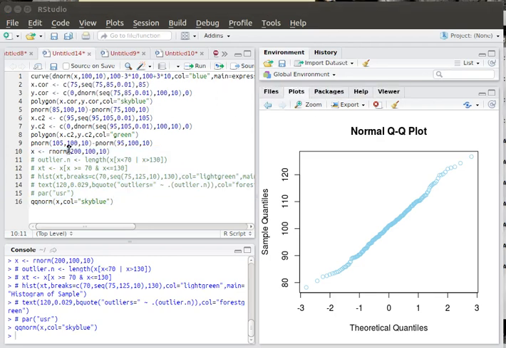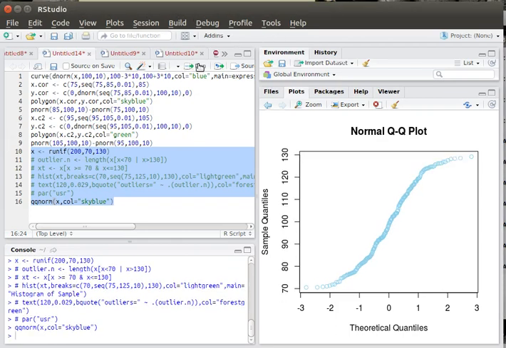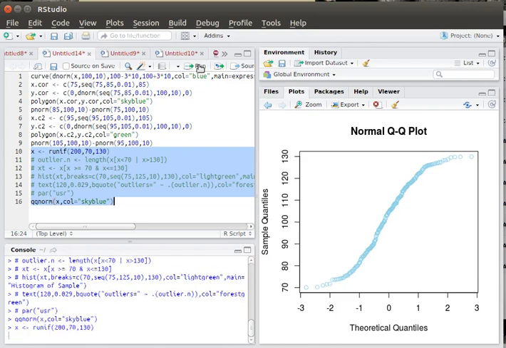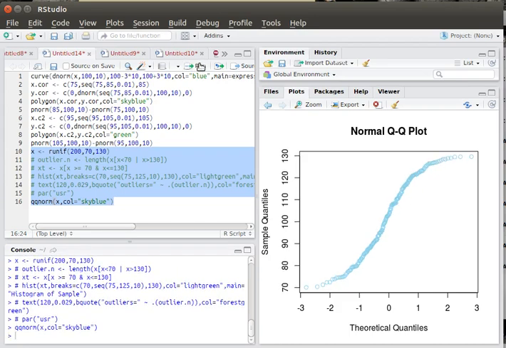So let's edit the script and see what happens if we sample from a different distribution. We won't look at many examples here, but let's randomly sample from a uniform distribution, 200 points, and we want to sample from a score of 70 up to a score of 130. I think that's what we were doing before. And let's look at the QQ plots of those. Okay, so we're going to run that sample. So notice that now we're getting that very much not linear. And so that QQ plot gives us evidence whether we're sampling from a normal distribution or not.